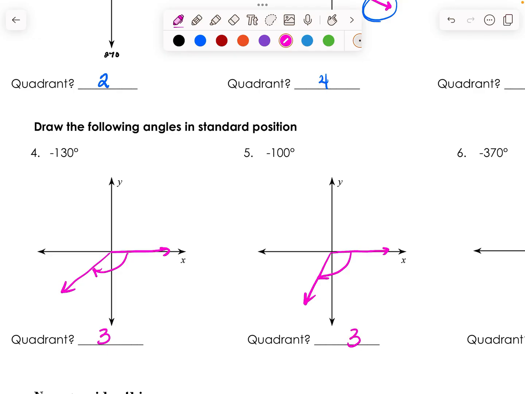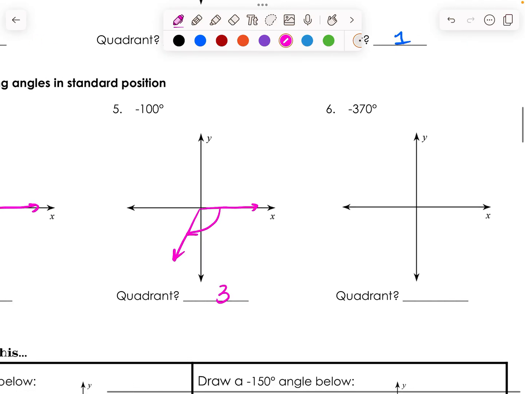Okay, so negative 130, negative 100, same spot. Negative 360. Oh, I need to start it, goodness. Arrow, and like that. Terminal side ends in quadrant 4.